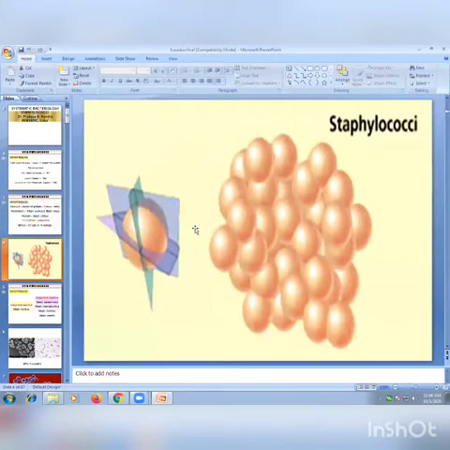This is a picture of Staphylococci. During binary fission, the cell divides in different planes. That's why such a cluster type of arrangement occurs. They are arranged like a bunch of grapes, and that is called a cluster type of arrangement.